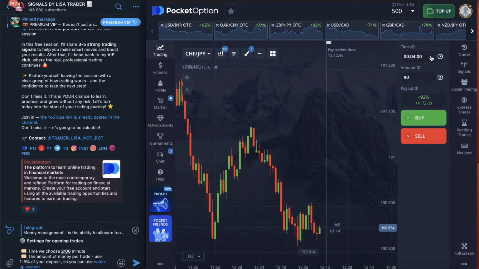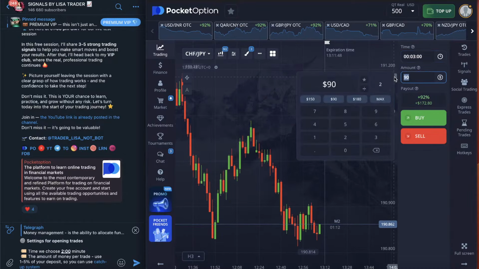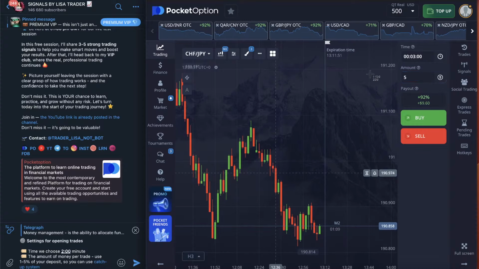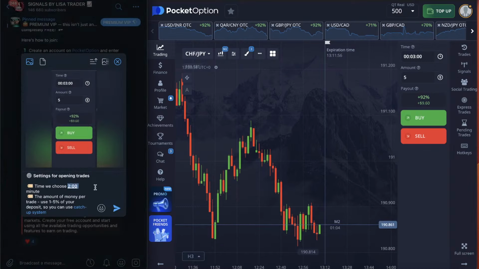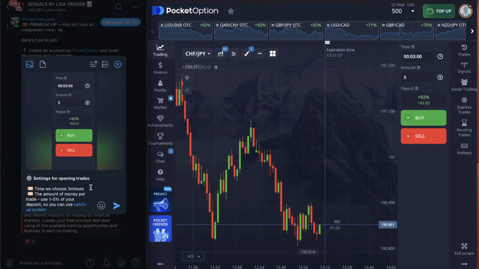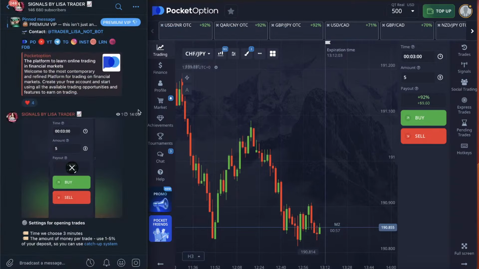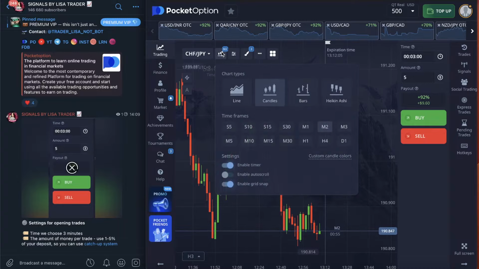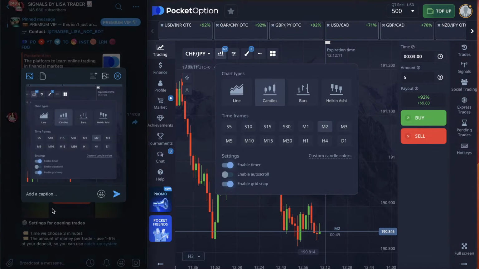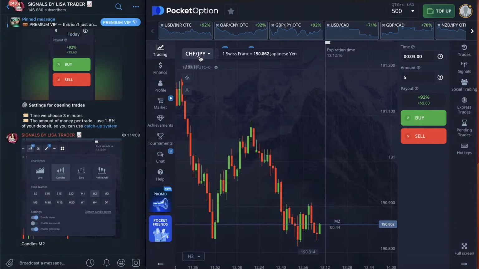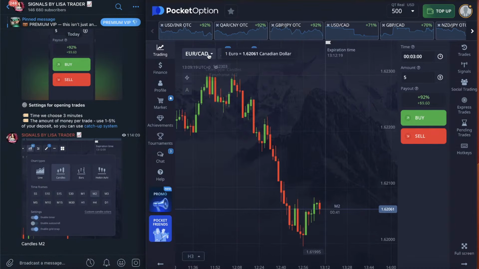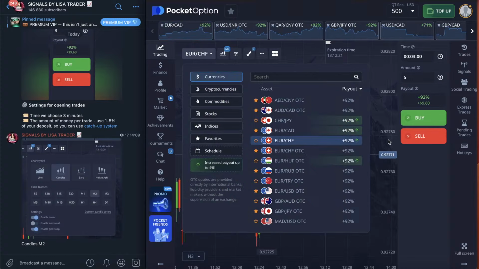So firstly, we're gonna set up the settings for opening trades, guys. I recommend to use only 1% of your deposit. Time of the expiration is 3 minutes. I'm gonna send it now in the chat. Then, as you can see here, chart type is candles and time frame is 2 minutes. After, I'm gonna check out the currency pairs for opening a trade.